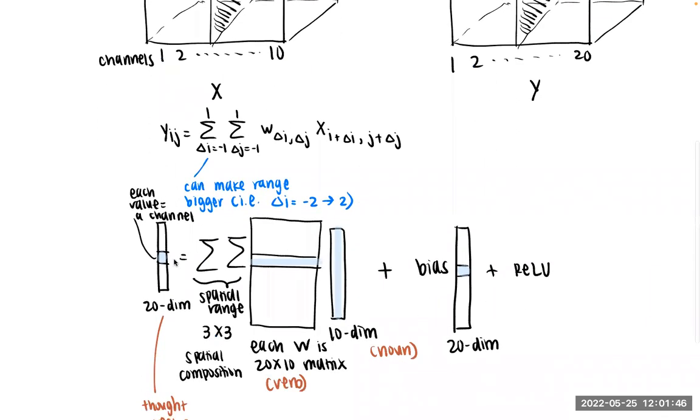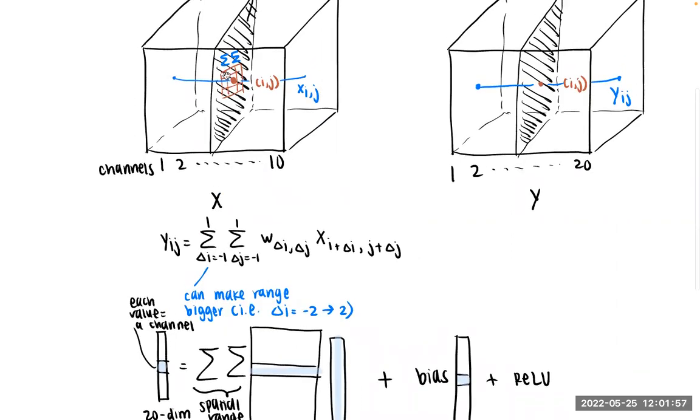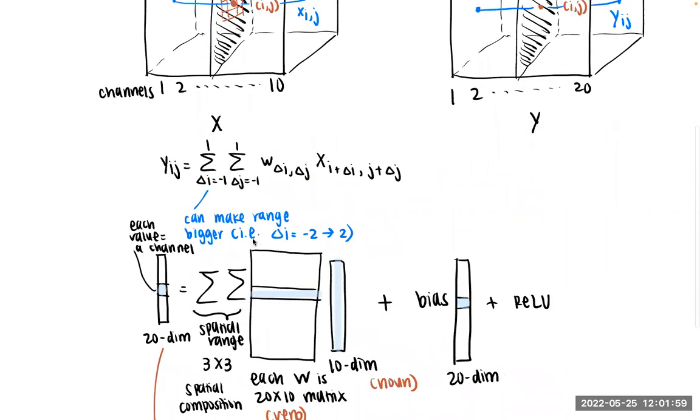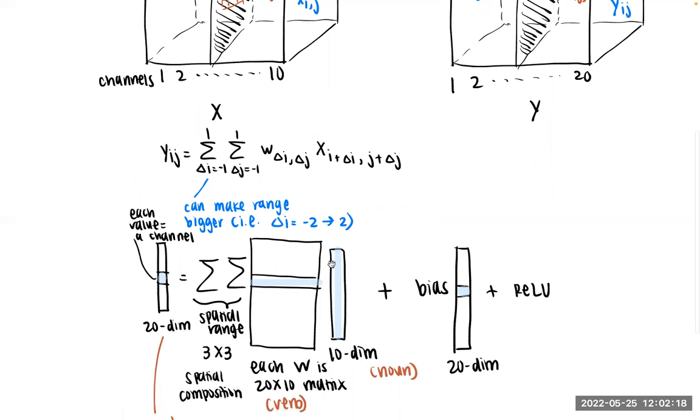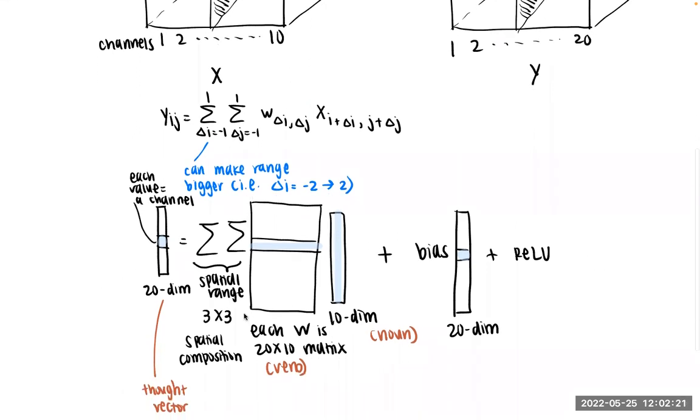And if we plot this, this is a 20-dimensional vector, and this is equal to the summation over this 3 by 3 window, and then we have this matrix. This is 20 by 10, and this is 10-dimensional. I think the drawing is a little bit out of proportion. This should be a longer vector, and this is actually shorter. This is 20-dimensional. This is 10-dimensional. And then this is a 20 by 10 matrix, right? And then we sum them over.